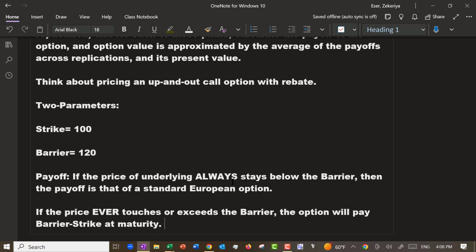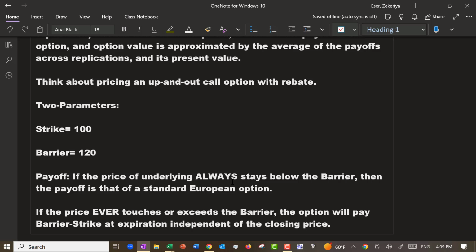At maturity. We can also make it at the time it reaches there, but at expiration, I'm sorry. Independent of the closing price. So if price touches 121, but then 3 months later it finishes at 90, doesn't matter, this option still pays $20. Or it touches 121, but later it finishes at 200. Again, doesn't matter, it pays $20.